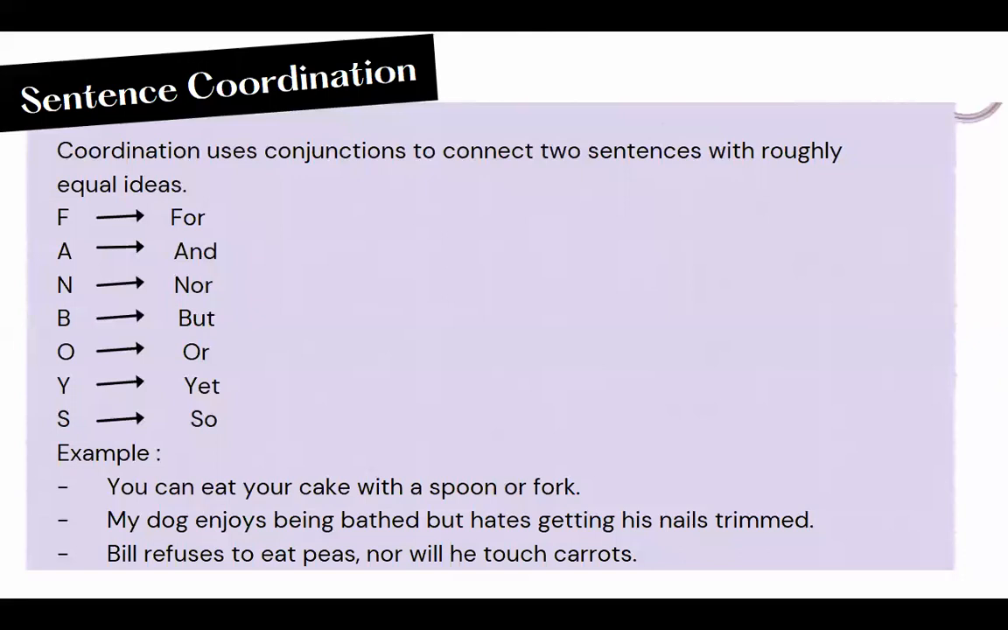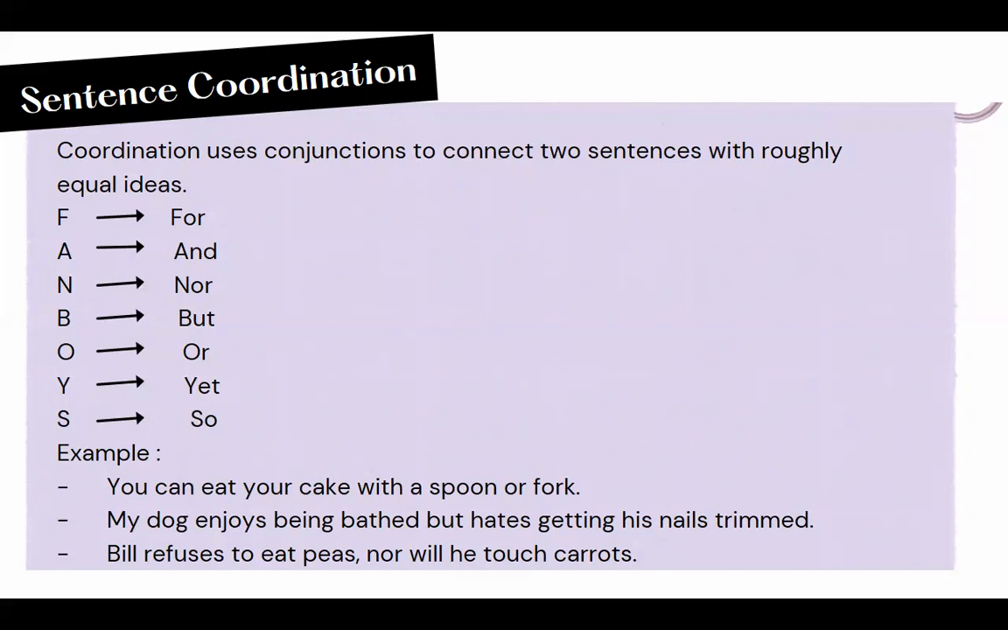Okay, first, the definition of sentence coordination. Coordination uses a conjunction to connect two sentences with roughly equal ideas. Both ideas in a coordinate sentence carry approximately equal weight. There are 7 simple coordinators. I have a trick to remember the conjunctions: think of the acronym FANBOYS.